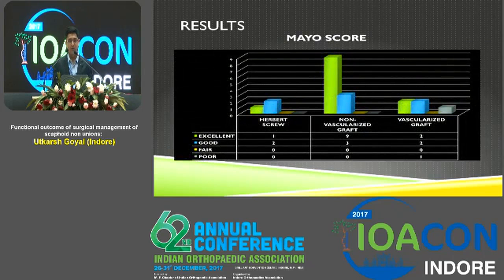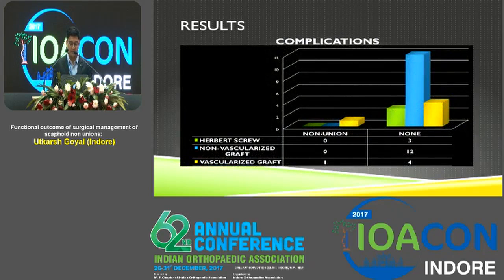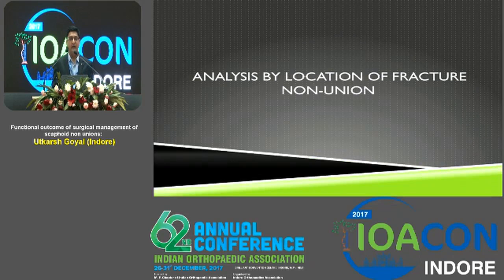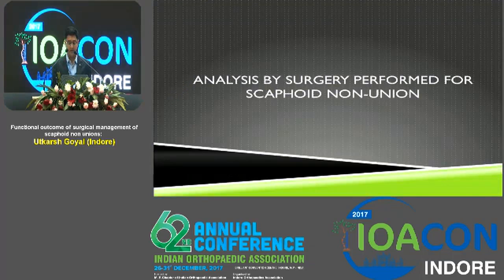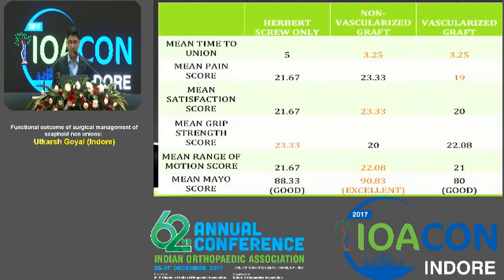Mayo score was good and excellent in all 3 groups, with persistent non-union in 1, which gave poor results in vascularized graft. Regarding analysis by location of fracture non-union, mean time of union was minimum in proximal pole fractures with 3.25 months, but distal pole fractures had best Mayo score, which was 92.5. Regarding analysis by surgery performed, as described before, 3.25 months in both vascularized and non-vascularized graft, with excellent Mayo score in non-vascularized graft, which was 90.83.